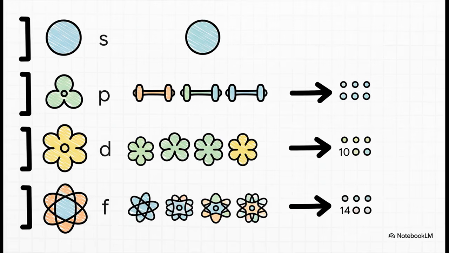So let's just run the numbers real quick. 1 s orbital, 2 electrons. 3 p orbitals, that's 6 electrons. 5 d orbitals, 10 electrons. And 7 f orbitals, 14 electrons. 2, 6, 10, 14. Remember those numbers. They are literally the magic numbers that build all of chemistry.